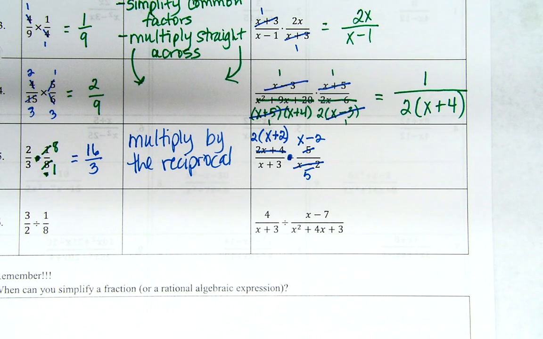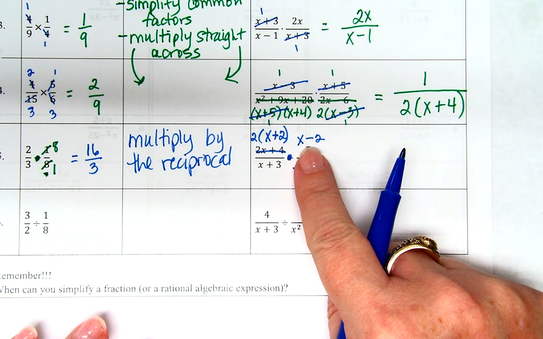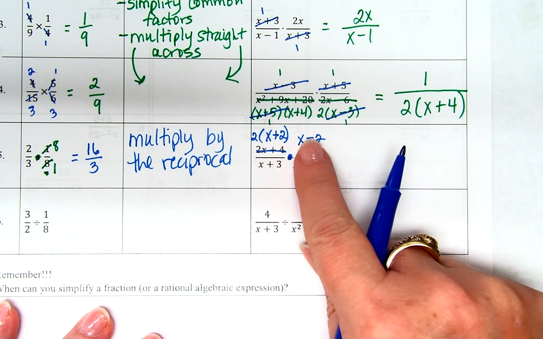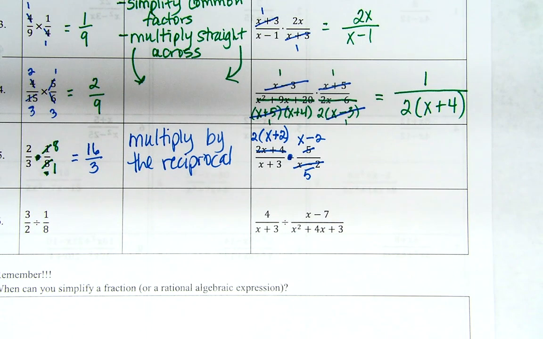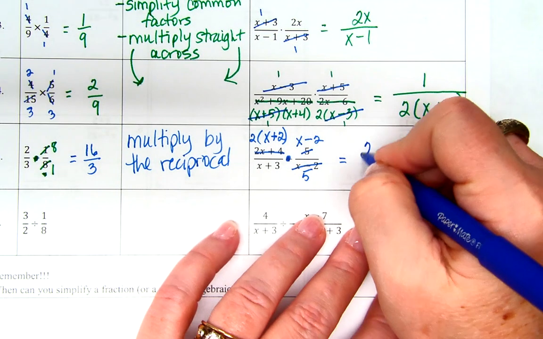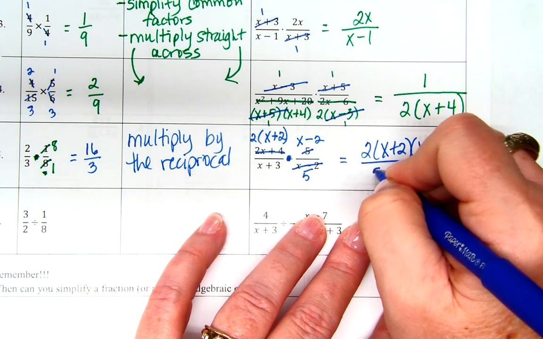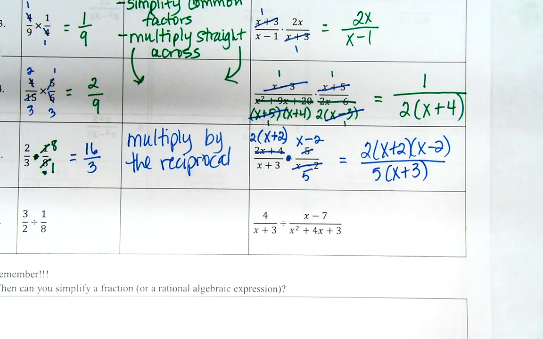Now, are there any factors I can simplify? I mean, this one's an x plus 2 and this one's an x minus 2. Isn't that close enough? Oh, no. Plus, both of them are in the numerator, right? So even if they were exactly the same, I still couldn't simplify them, could I? Are there any factors I can simplify? Then what do I do? Multiply straight across. 2 times x plus 2 times x minus 2 over 5 times x plus 3. That's just the answer.